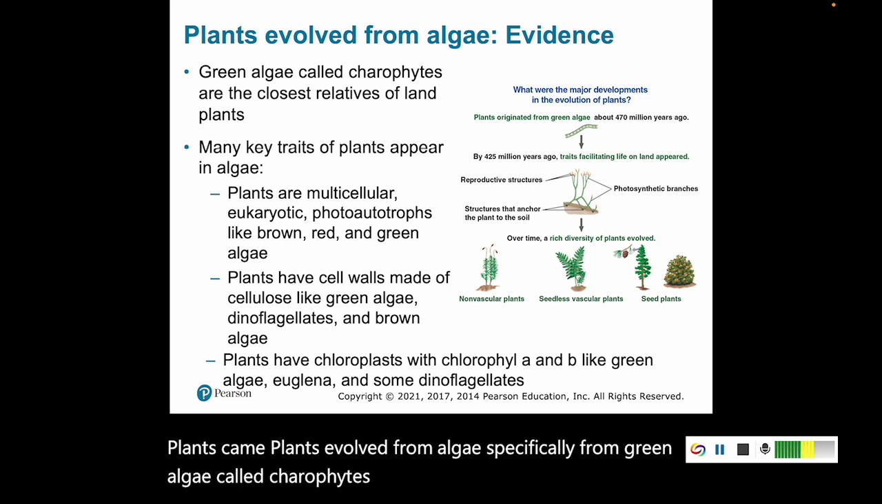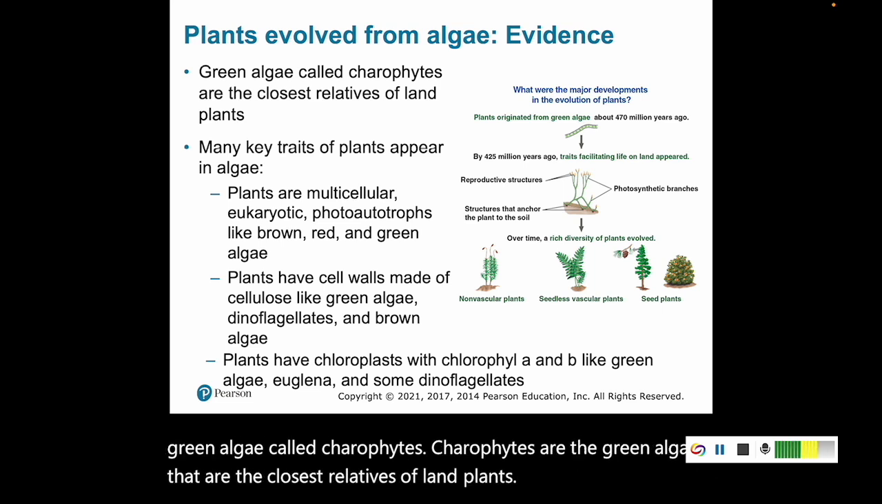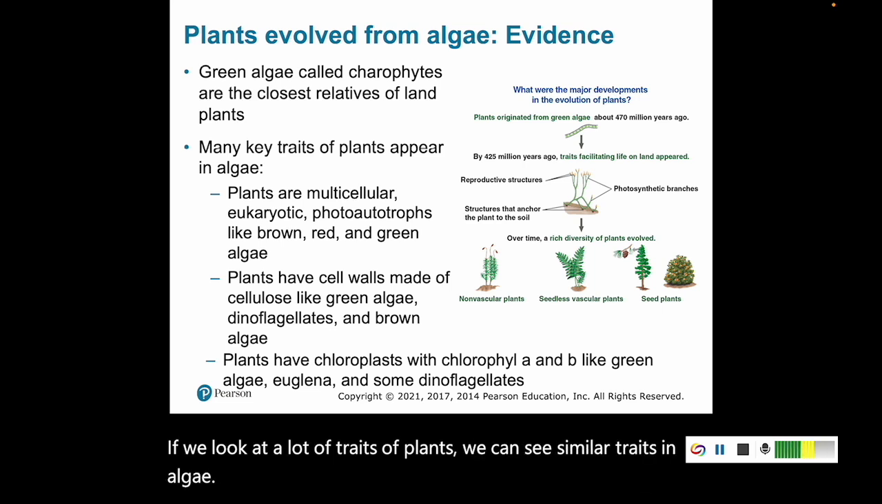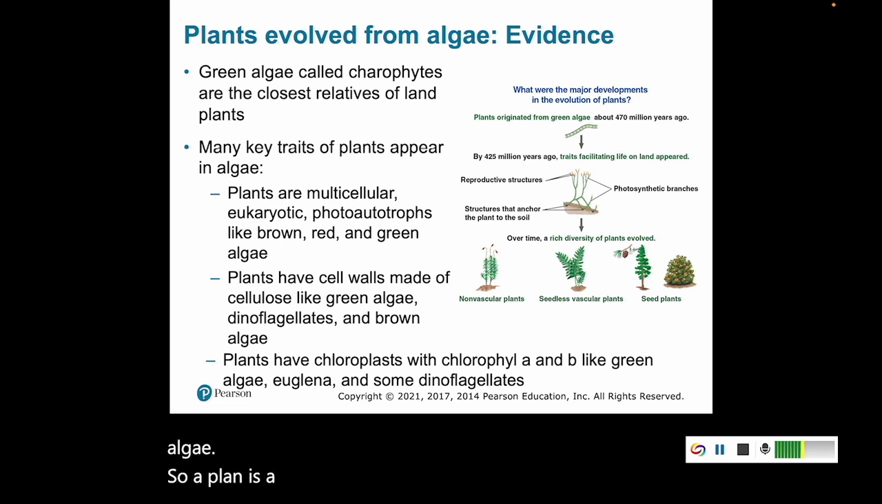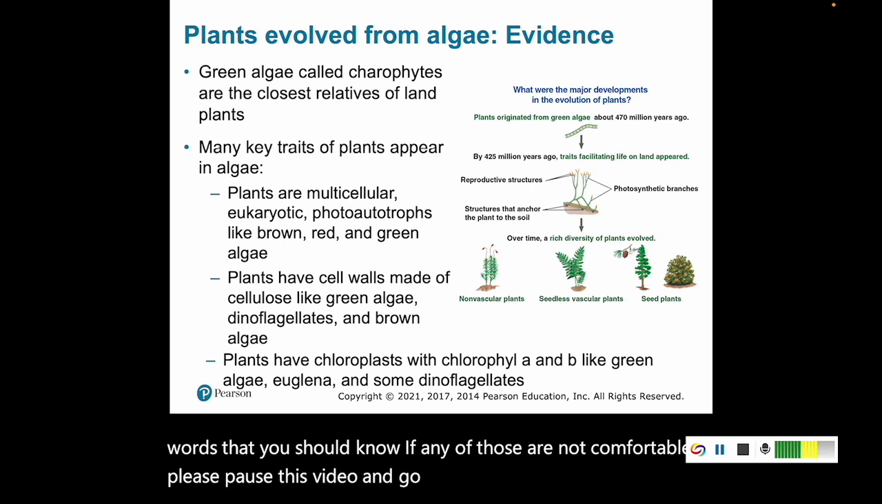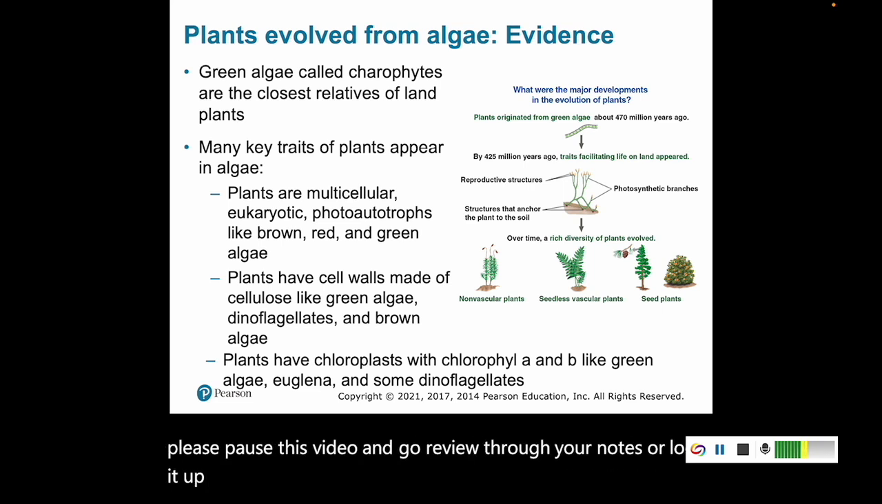Charophytes are the green algae that are the closest relatives of land plants. If we look at a lot of traits of plants, we can see similar traits in algae. So a plant is a multicellular, eukaryotic photoautotroph. Those are words you should know. If any of those are not comfortable, please pause this video and go review through your notes or look it up to make sure you know those words.